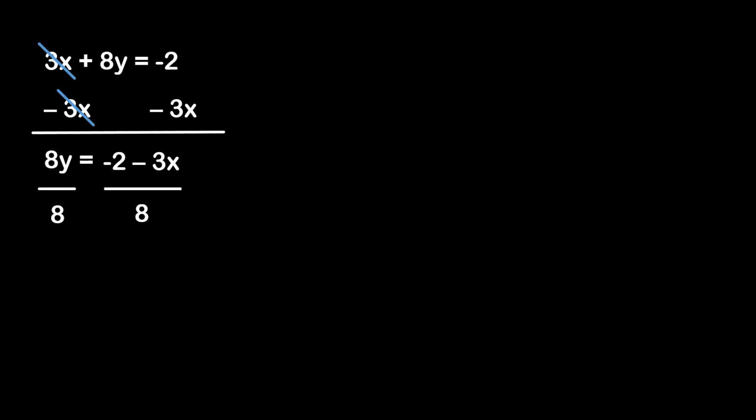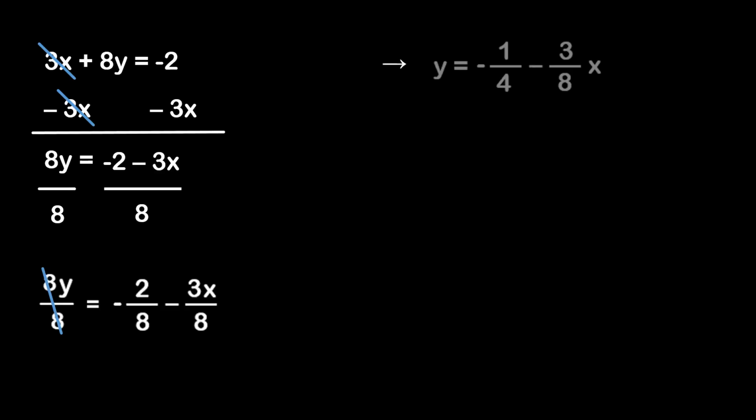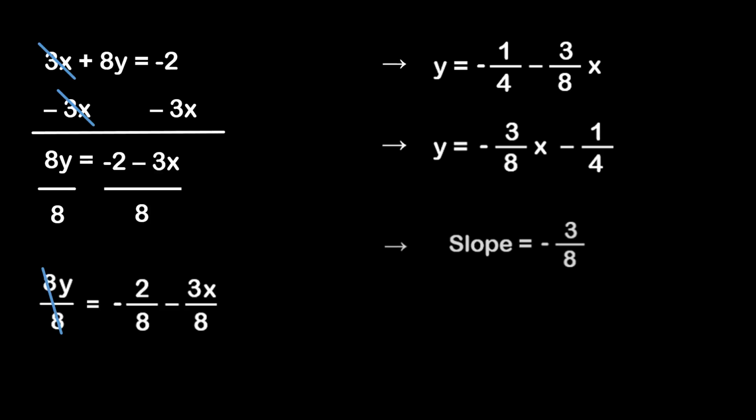And so we'll have 8y over 8 is equal to negative 2 over 8 minus 3x over 8. Once again, we just distributed the fraction. So the 8's will cancel out, leaving us with y is equal to negative 2 over 8, which is negative 1 over 4 if you reduce the fraction, and negative 3 over 8x. Once again, I'll rearrange that to get it exactly in point-slope form, and we'll have y is equal to negative 3 over 8x minus 1 over 4. And from there we can say that the slope is m, or negative 3 over 8, and the y-intercept is b, or negative 1 over 4. And therefore it is the point 0, negative 1 over 4.